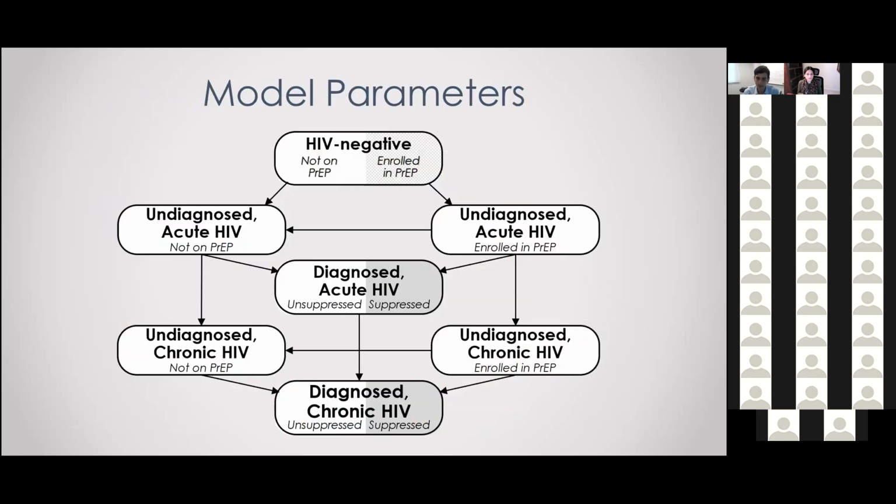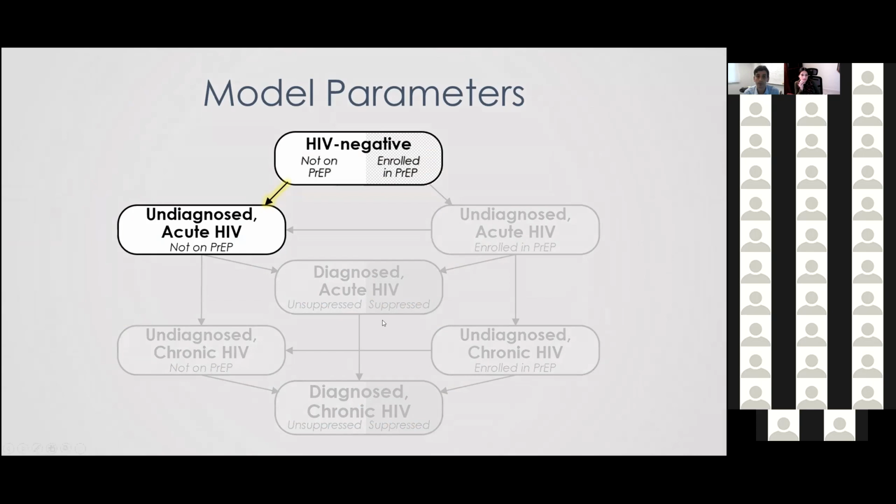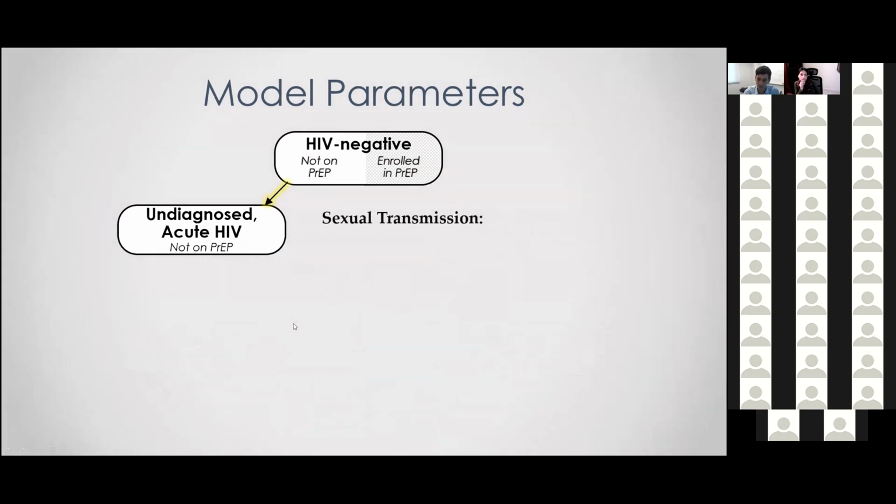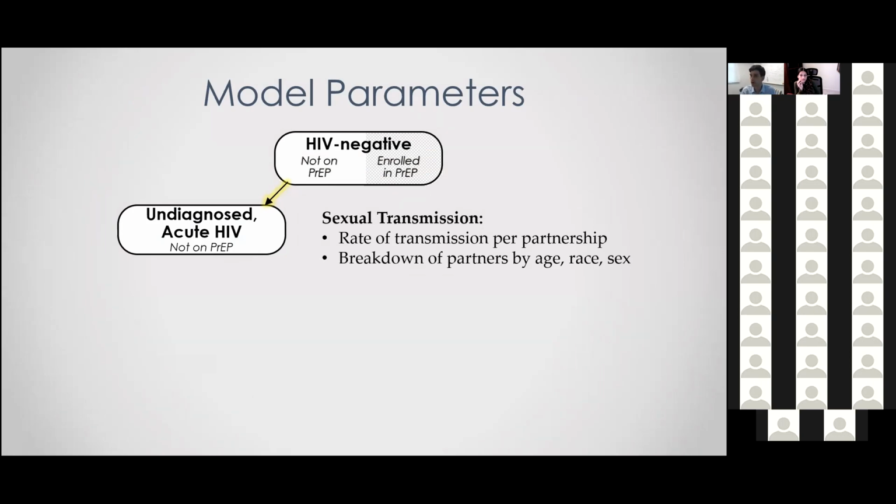So I don't want to belabor this point, but there's 945 compartments. There's a whole ton of model parameters that go into making this work, right? Just to give you an example, this transition here, where people become HIV infected: the parameters we're going to need for sexual transmission include rates of transmission per partnership. We're also going to need to know, for every stratum of age, race, sex, and risk factor, what's the breakdown of their partners in other strata, right? Because we know that people tend to partner assortatively.